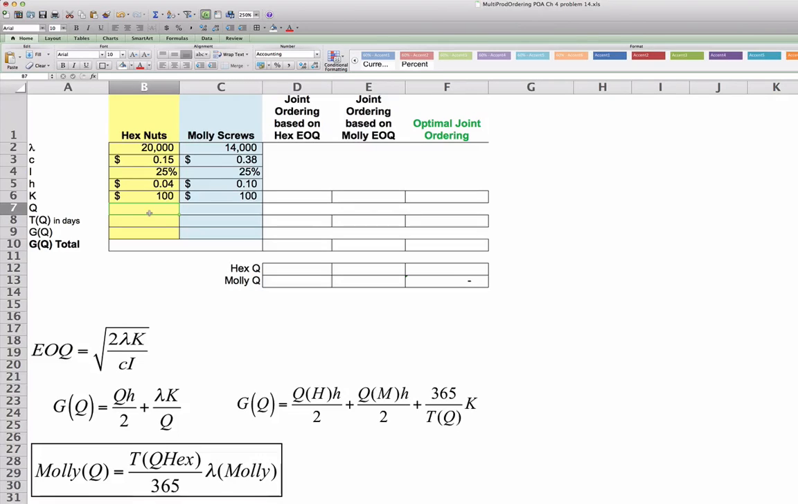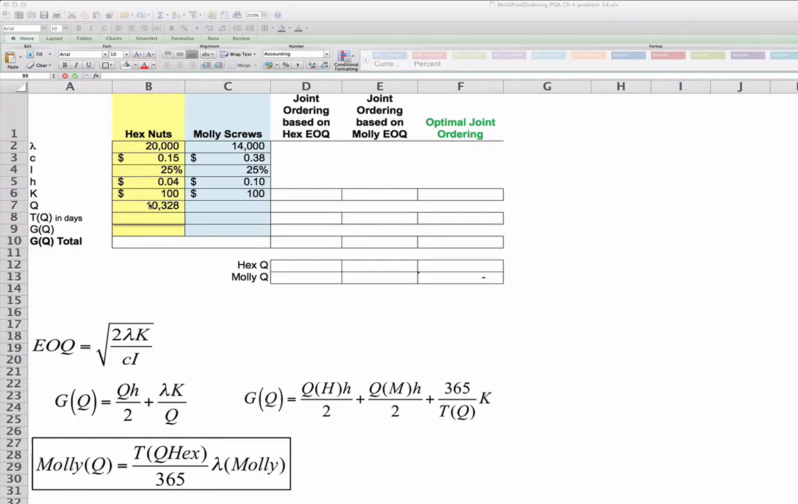So to answer this question, we're going to start off by taking a look at the two products independently, and we're going to start out with the hex nuts. So we need to calculate the EOQ for hex nuts as simply the square root of 2 times annual demand times the order placement cost K divided by the holding cost per unit per year H. So I'd get an EOQ for hex nuts of 10,328.